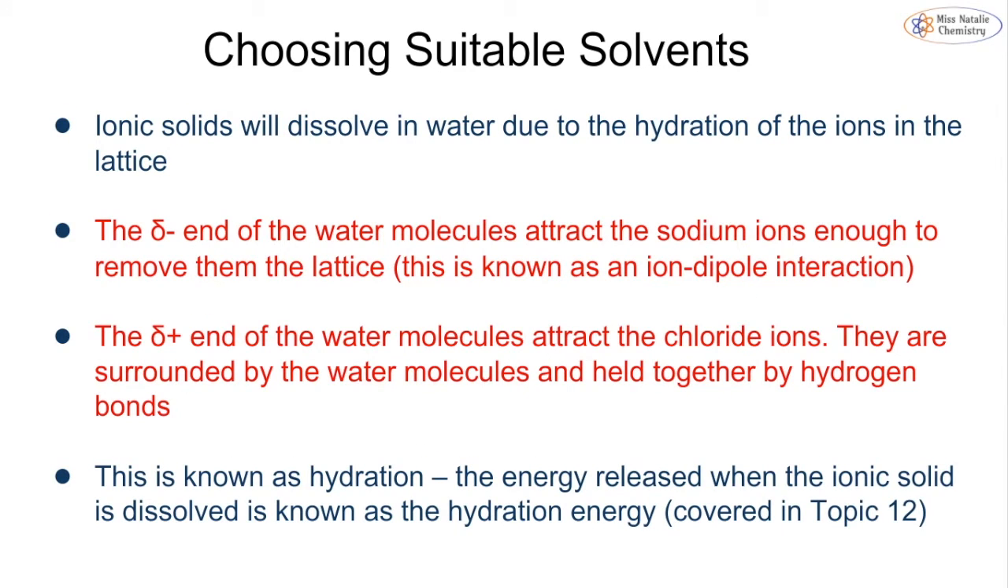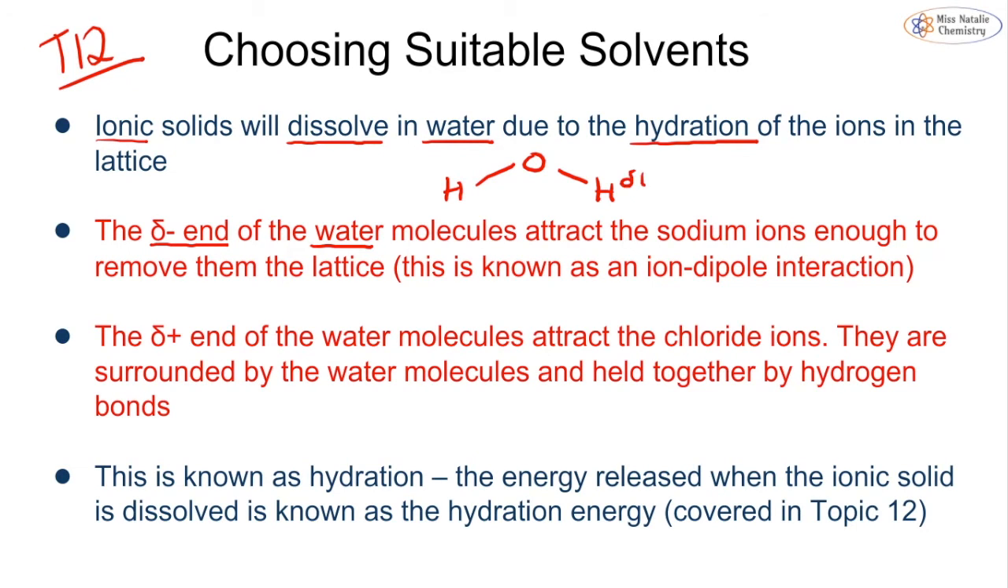So if we have an ionic solid, it is going to be able to dissolve in water. Okay, you learned this back in GCSE, now it's just the explanation of it. And this is due to the hydration of the ions in the lattice. Now you will talk a lot more about this in topic 12 and A2, but we're just going to go into a little bit of detail here. So what happens is the delta negative end of your water molecule, remember water is going to have our dipoles like this.